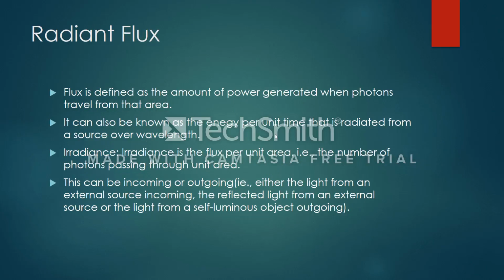What is radiant flux? Radiant flux is the radiant energy emitted, reflected, transmitted or received per unit time. It can also be known as energy per unit time that is radiated from a source over wavelength. What is irradiance? Irradiance is a flux per unit area. The number of photons passing through unit area is called irradiance. That may be incoming or outgoing. Incoming means receiving light from a different light source, or outgoing means reflecting a light from a different light source or emitting self-light like self-luminous objects.